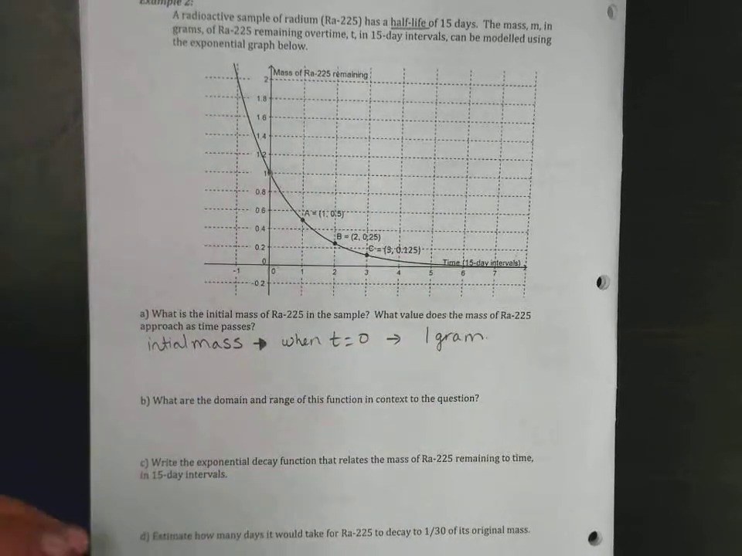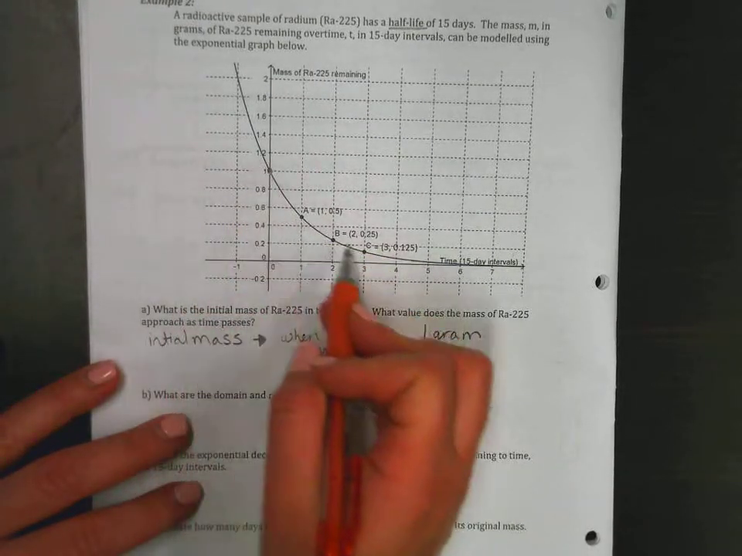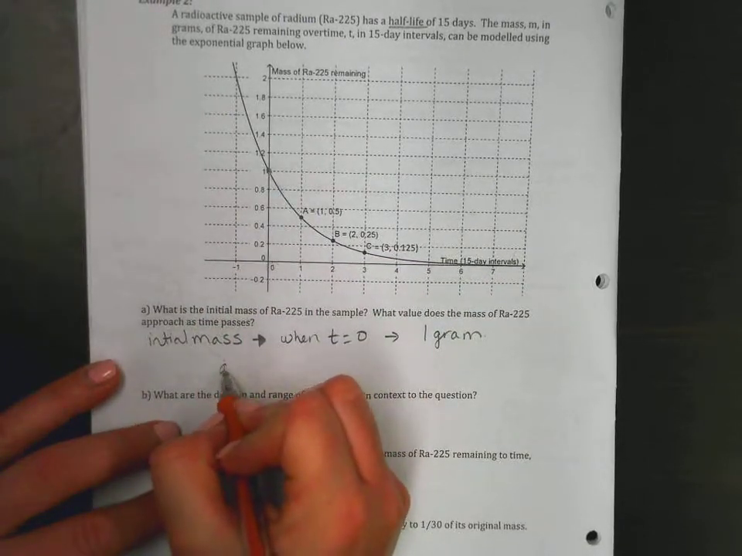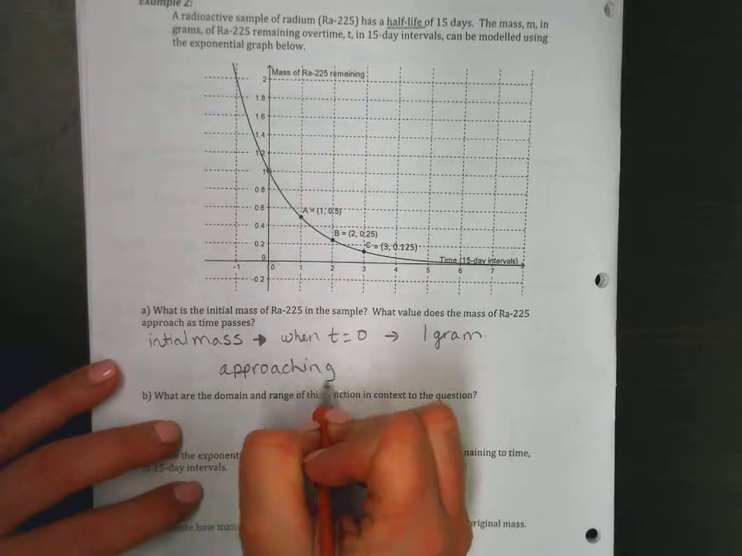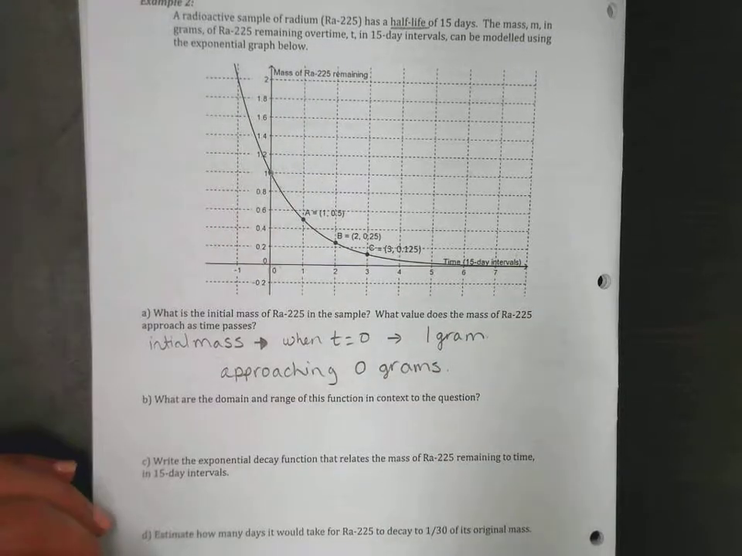And then what value does the mass of Ra-225 approach as time passes? Well, as time passes, the mass of my Ra-225 is approaching 0 grams. But we'll actually never reach it. It'll just keep on getting smaller.